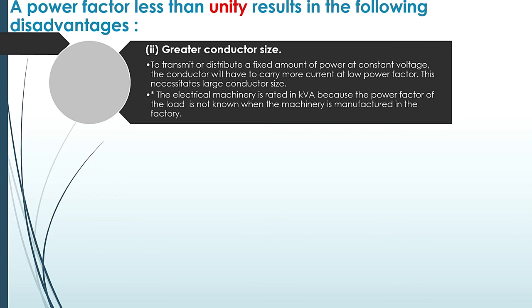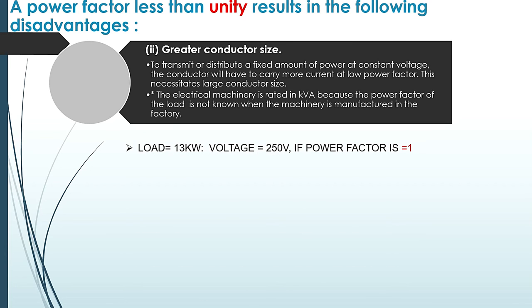More current means the conductor insulation will not be sufficient for the cables, so you have to increase the conductor size, that is, the cable copper sizes will have to increase, and that is a very big job. So to avoid these things you have to maintain power factor. I will show you in the example.